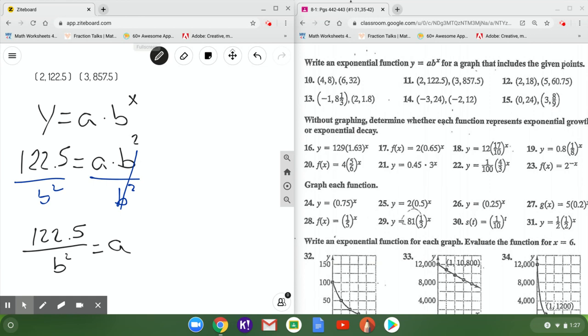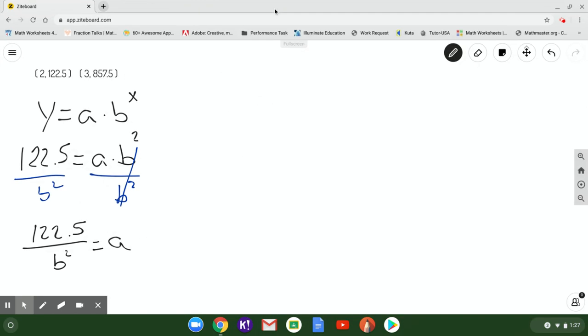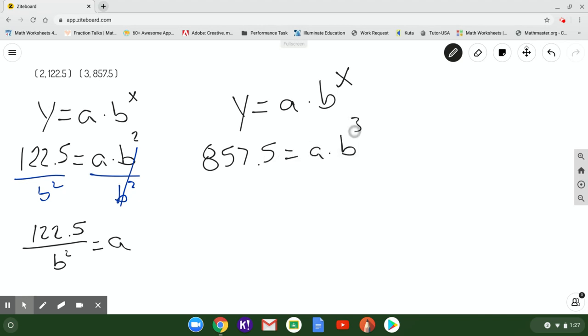And now I'm going to look at the other point, and I'm going to plug this in for x and this in for y, and then somehow use substitution where I'm going to plug this into the second equation. So that's what we're doing. We're using substitution. So y is 857.5, a times b to the 3.